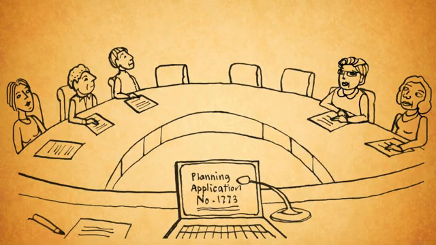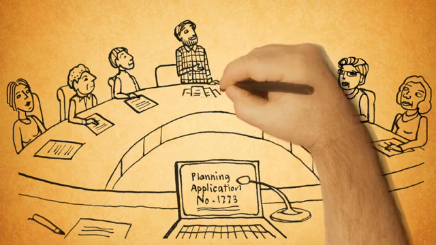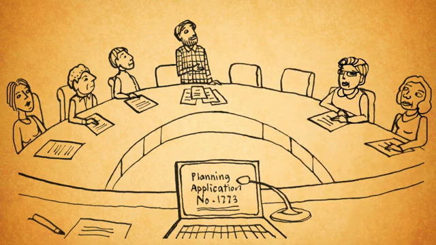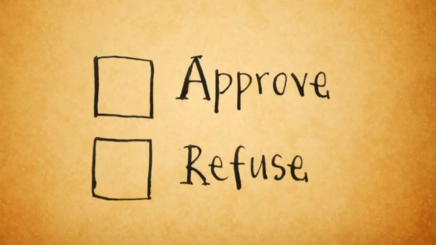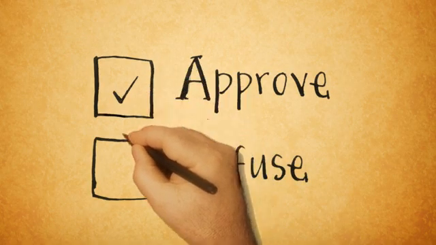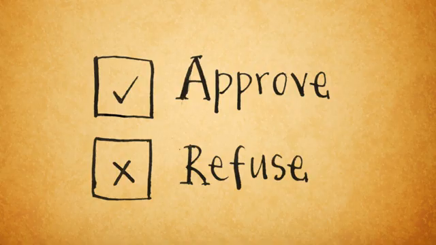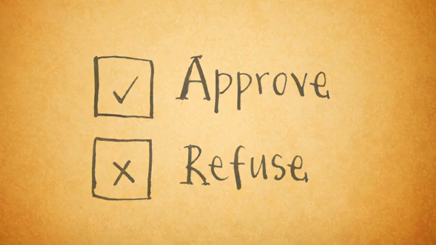If a hearing is required, you'll be allowed to present your application and objectors may also speak. Submissions are usually limited to 3 minutes per person. When it's time to make a decision, Council will either approve subject to conditions, or refuse your application.